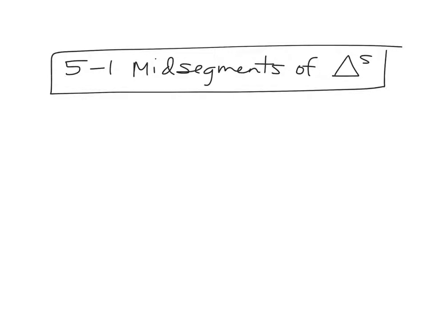All right, here we go. 5-1. 5-1 is mid-segments of a triangle. So the first thing we're going to do is talk about what a mid-segment is.